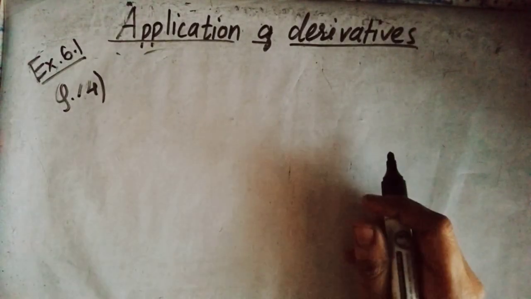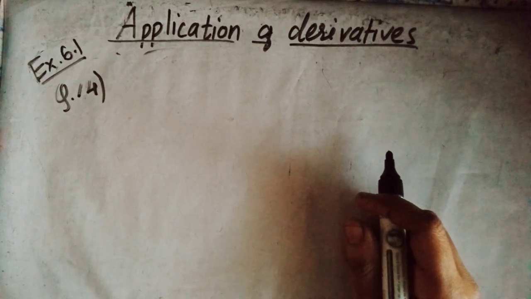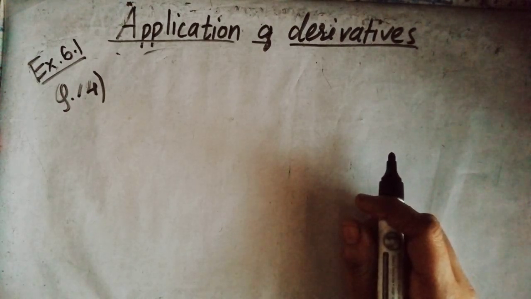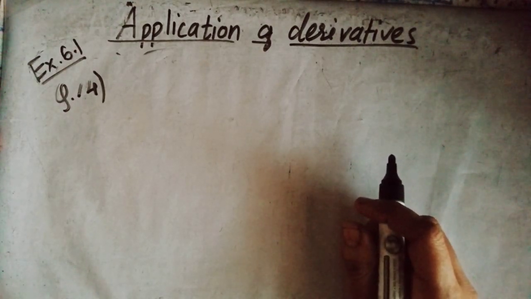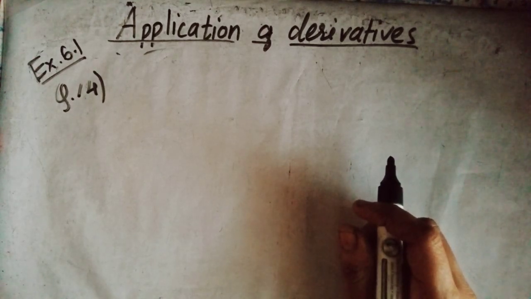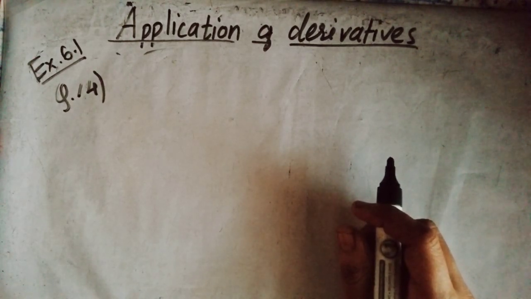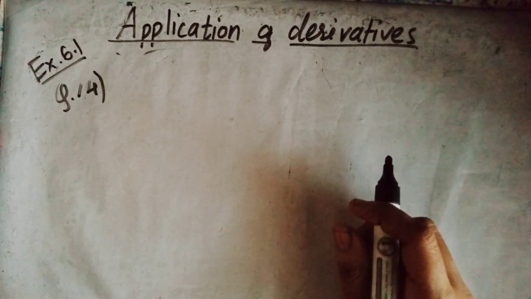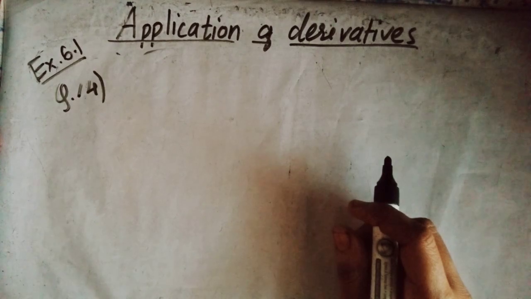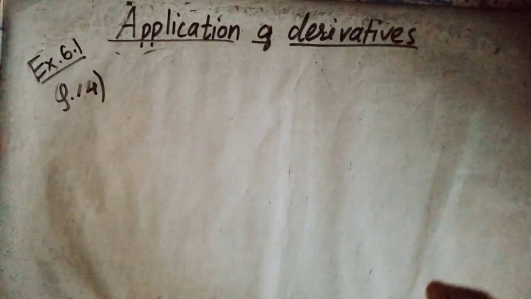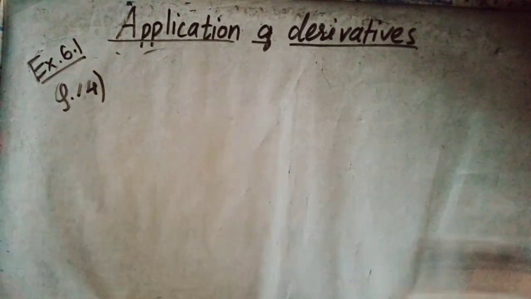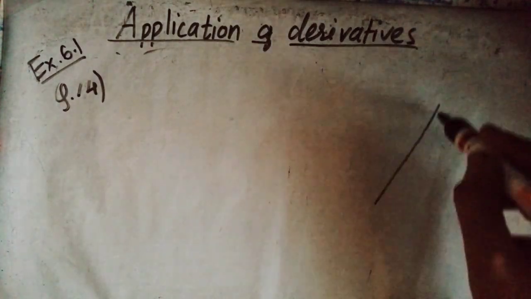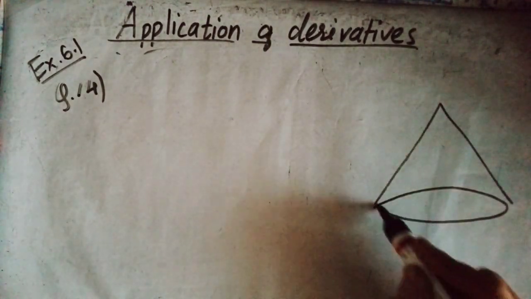Question number 14. Sand is pouring from a pipe at the rate of 12 centimeter cube per second. The falling sand forms a cone on the ground in such a way that the height of the cone is always 1/6 of the radius of the base. How fast is the height of the sand cone increasing when the height is 4 centimeter? Now this sand is falling on the ground, so it will form a cone.